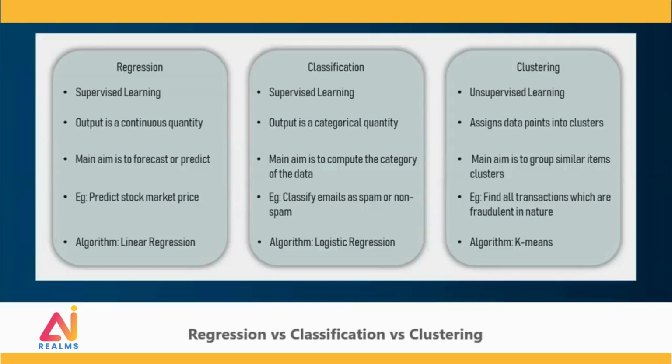So the first type is known as regression. Then we have classification and clustering. So first, let's look at regression type of problems. So in this type of problem, the output is always a continuous quantity. For example, if you want to predict the speed of a car given the distance, it is a regression problem. Now, a lot of you might not be very aware of what exactly a continuous quantity is. A continuous quantity is any quantity that can have an infinite range of values.